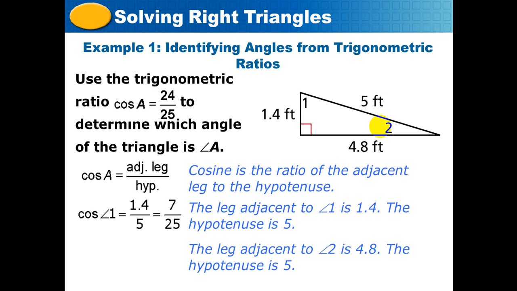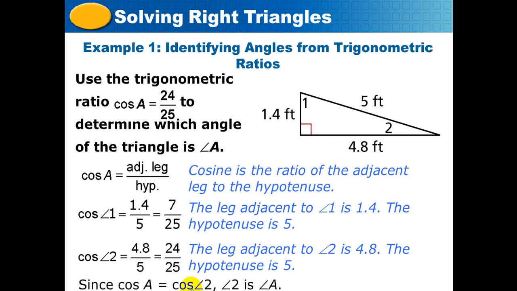The leg adjacent to angle 2 is 4.8 and the hypotenuse equals 5. Cosine 2 equals 4.8 over 5, which equals 24 over 25. Since cosine A equals cosine 2, angle 2 is angle A.